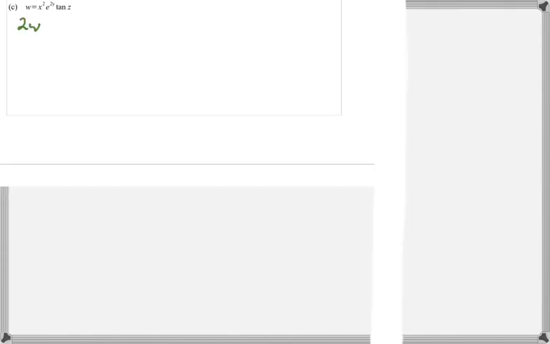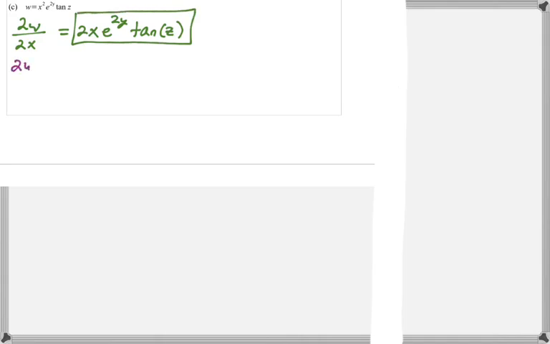So example C, we have w is equal to x squared, e to the 2y, and then tangent of z. So when we find the partial of w with respect to x, the only thing that we're going to take the derivative of is x squared, which is 2x. The e to the 2y and the tangent of z are constant multipliers, so they'll just be there.